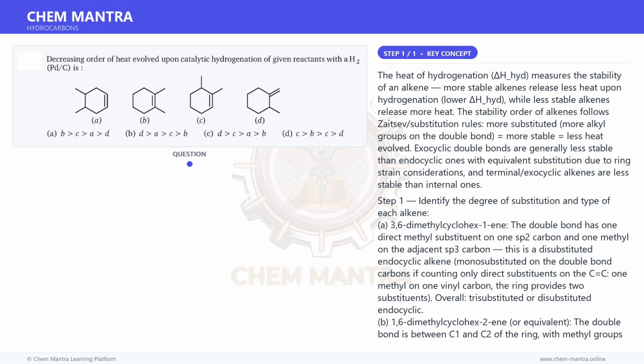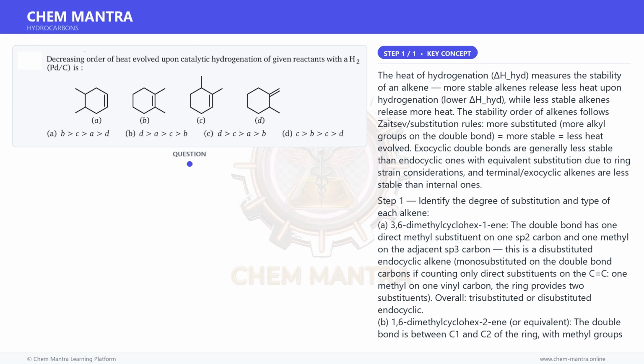B. 1,6-dimethylcyclohex-2-ene or equivalent. The double bond is between C1 and C2 of the ring, with methyl groups on adjacent carbons, a trisubstituted endocyclic alkene. C. 1,2-dimethylcyclohex-1-ene. Both carbons of the endocyclic double bond bear methyl groups. This is a tetrasubstituted or highly substituted endocyclic alkene, making it the most stable endocyclic alkene here.